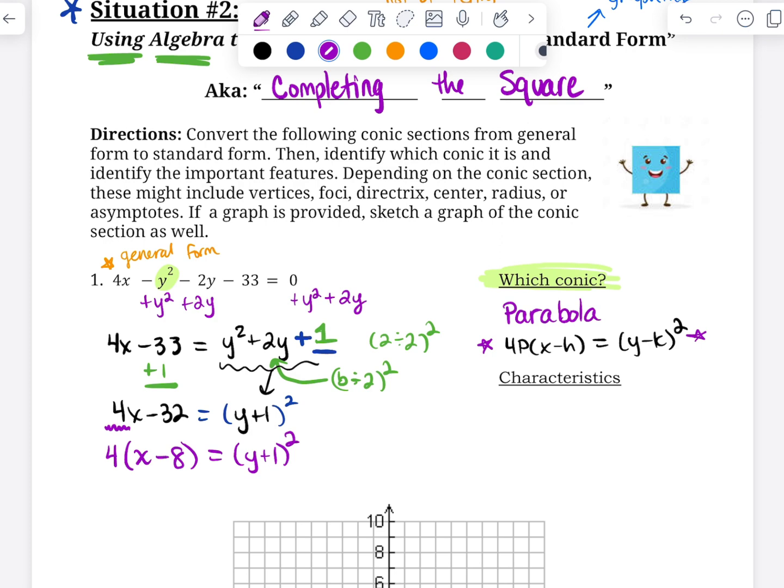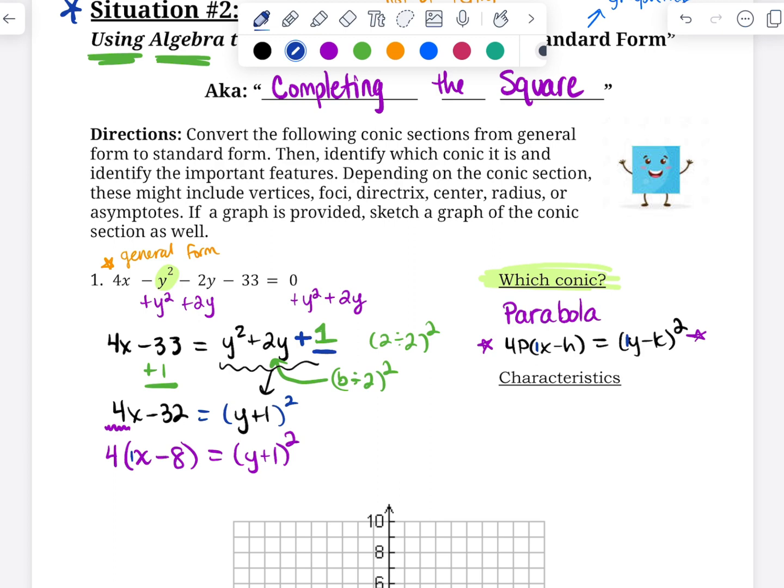Now, I do want to point out, even if that 4 hadn't divided out evenly, we would still need to take it out, because the leading coefficient in the standard form has to be 1 for both the x and the y. So it would have to be 1 right here inside the parentheses.